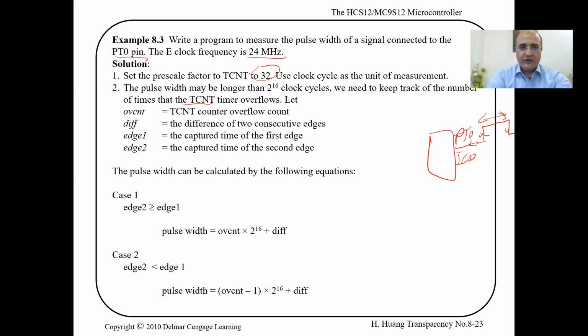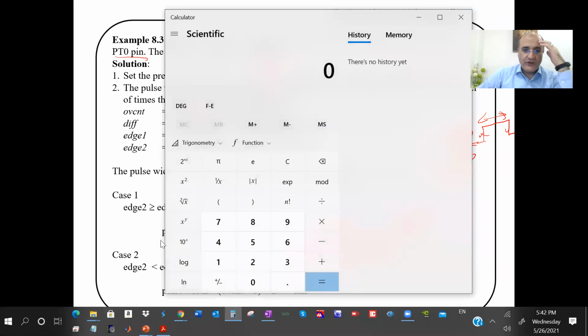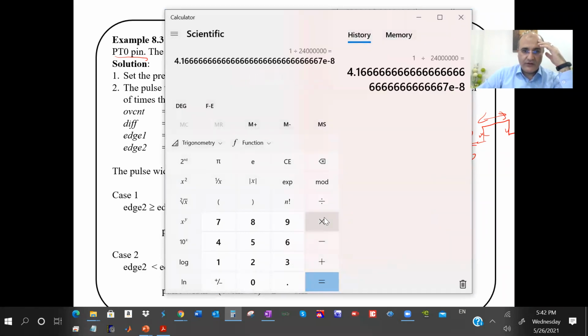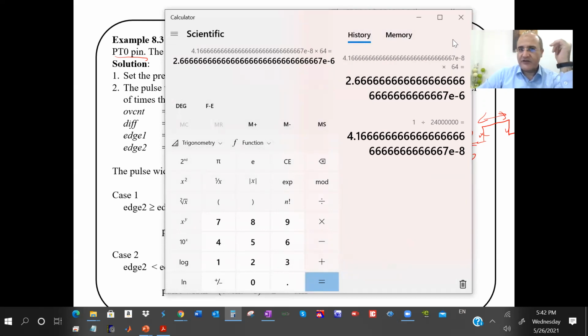slowing down the TCNT by 32 times. It will not increment every 1/24 megahertz. It will increment every this amount of time times 64, some math: 1/24 megahertz times 64. It will count every 2.666 microseconds, right? Okay.